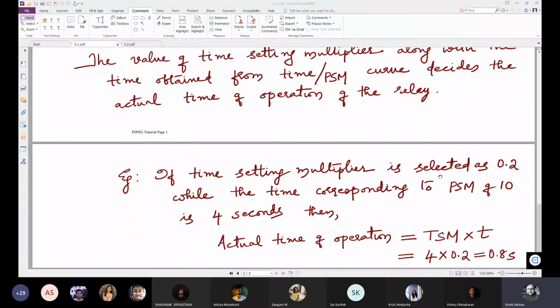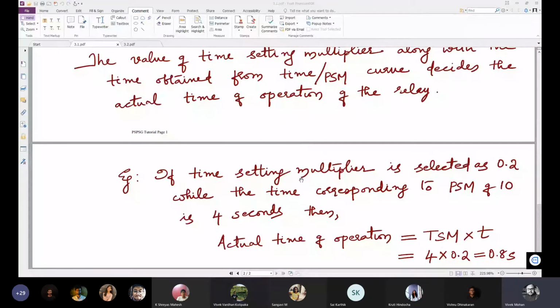If the time setting multiplier is selected as 0.2, where have you seen this time setting multiplier, TSM, before? Anybody? No response? No, this time setting multiplier, where have you seen it before? In the previous lectures, anywhere? Somewhere in the graph. Time delay over control. Yes, that's what.